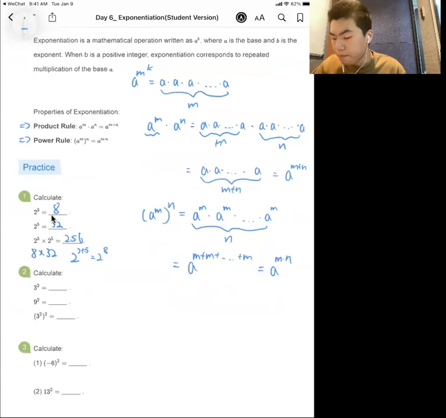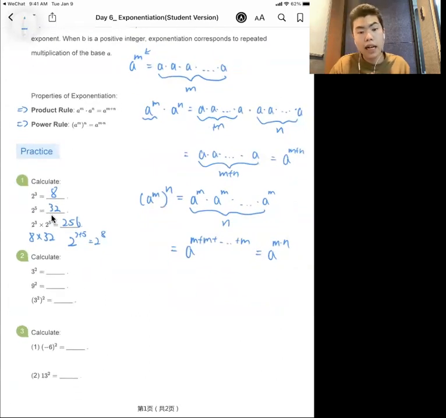Now let's look at the second one. 3 to the power of 2 equals 9, and then 9 to the power of 2 equals 81. So what is 3 to the power of 2 and then to the power of 2? We can first find the result inside the parentheses, which gives us 9 to the power of 2, and we know this equals 81. Or we can use the power rule: this is also equal to 3 to the power of 4, which is also 81. So we have two ways to solve that.